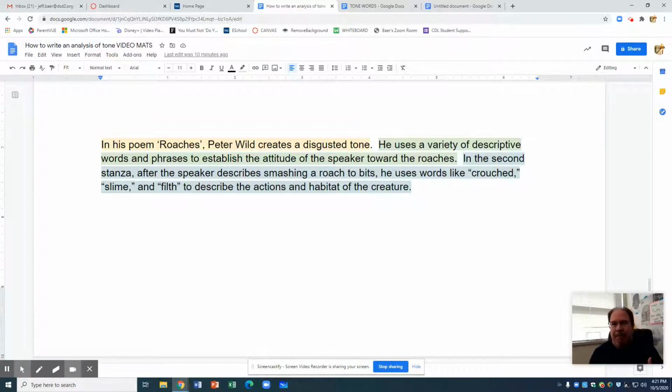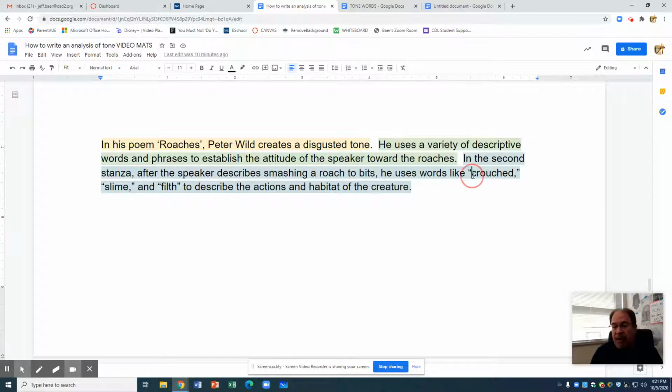My pet thing that I use is called location, context, quotation. So you provide the location of where your example is. You provide some context, what's going on when this example happens. What has just happened would be one way of doing it. And then you provide the quotation itself. So in the second stanza, after the speaker describes smashing a roach to bits, he uses words like crouched, slime, and filth to describe the actions and habitat of the creature.